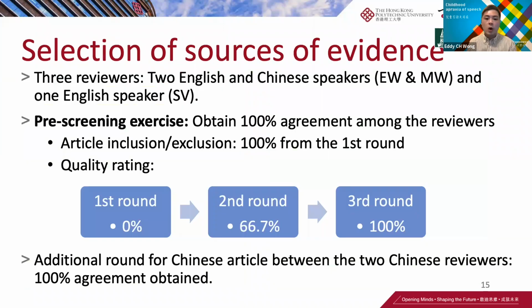Before the actual reviewing work, we conducted a pre-screening exercise that aimed to obtain consensus among the 3 reviewers. 100% agreement among the reviewers was obtained for the article inclusion or exclusion in the first round, while 100% agreement on the quality assessment was obtained at the 3rd round. An additional round for Chinese articles between the 2 Chinese reviewers was conducted afterwards. 100% agreement was obtained in this additional round.